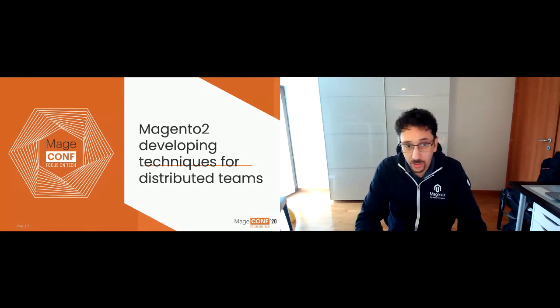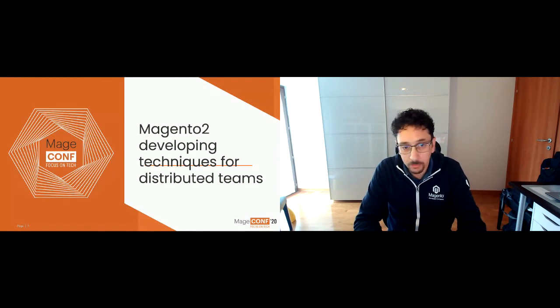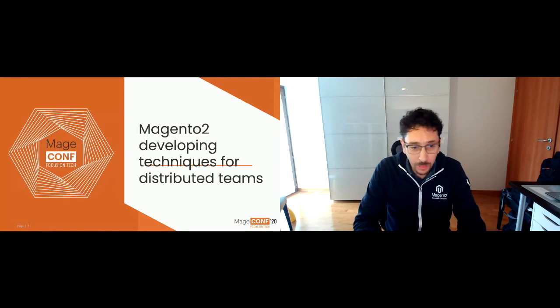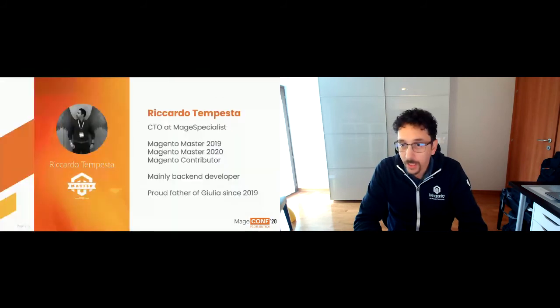A brief introduction about me. Alex already told something about me, but what can I add? I'm CTO at Mage Specialist. I'm Magento Master for 2019 and 2020. Let's see what happens next year. Well, actually, I just hope. And I'm a Magento contributor. I'm mainly a backend developer. I'm a proud father of Julia since 2019. That was the most amazing part of my life, actually.